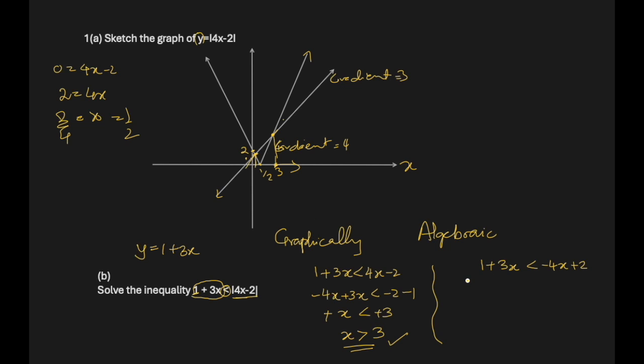Second answer, it will be minus 4x plus 2. When it comes here, it becomes 4x plus 3x is less than 2 minus 1. So 7x is less than 1, x is less than 1 over 7. So these are the two answers. This point of intersection is x equal to 1/7. This point of intersection is x equal to 3. Once it is greater than 3, once it is less than 1 over 7, both are the right solutions.